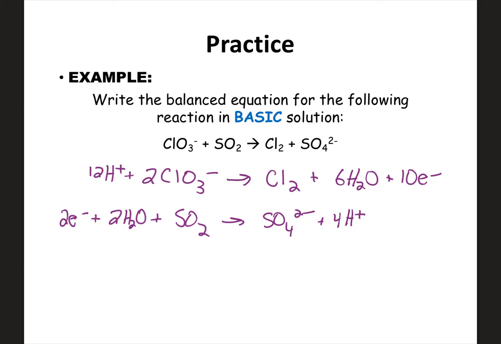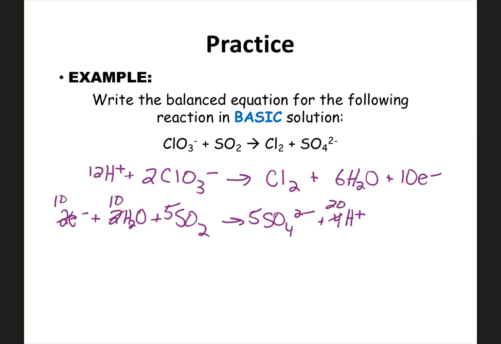So I've completed here step 4, but now I have to go on to step 5, which says get the common multiple, essentially get your electrons to cancel out. If I have 10 electrons in the top one and 2 electrons in the bottom one, I need to multiply the bottom one here by 5. So everything is going to get multiplied by 5. So that's going to get me 10e minus. I'm going to have 10 water now. I'm going to have 5 SO2, 5 SO4 2 minus, and then I'm going to have 20 H plus.